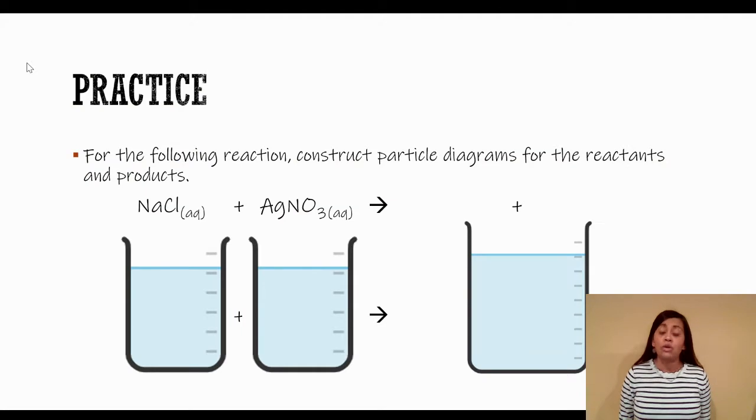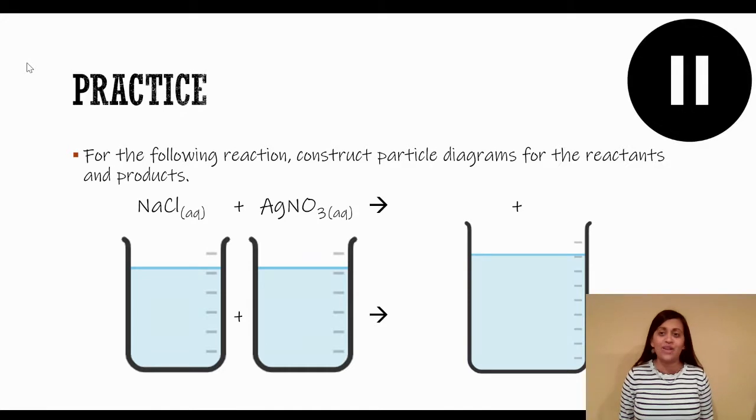So what I want you to do for this one is to figure out what the products are, as well as thinking about particle diagrams. So go ahead and pause this right now.